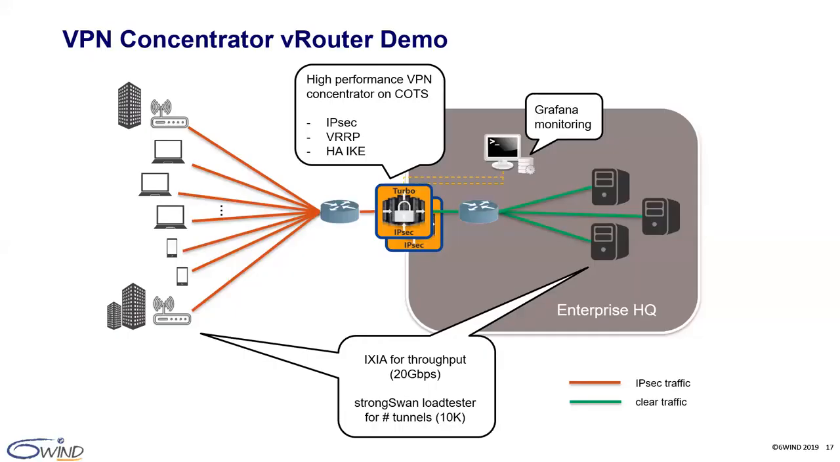This concludes our demo, where we have demonstrated how 6WIND's vRouter can be deployed on a standard off-the-shelf server as a VPN concentrator to terminate 10K IPSec tunnels, maximizing throughput on a 10 gigabit per second link and providing redundancy and seamless failover, all this being monitored in a graphical environment. In our demo, we used 5 cores per VPN concentrator instance and 8 gigabytes of RAM, knowing that throughput scales with the number of cores and the number of tunnels scales with memory.